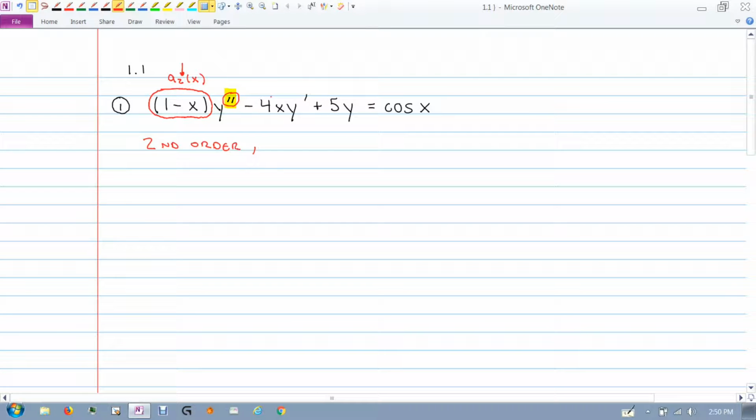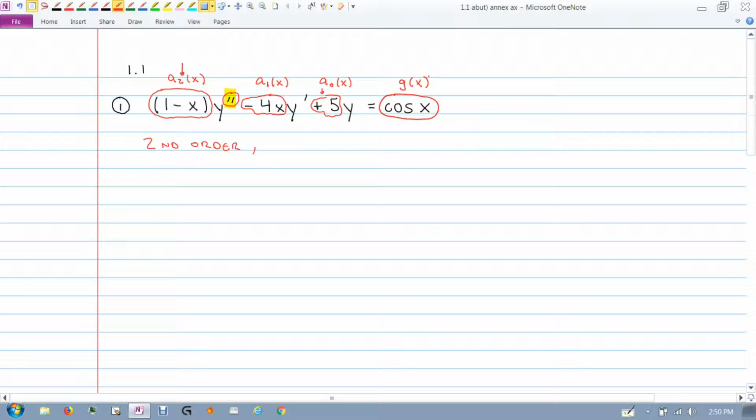Now we can move to the second term. Notice what's in front here is also a function of x. This would be a sub 1 of x. And then we can have a y term as long as what's in front of the y term is also some function of x, a sub 0 of x. And 5 by itself is a constant function, so therefore this does qualify as being a function of x. Now the other side of the equation, equals cosine x, is also some function of x, g of x.